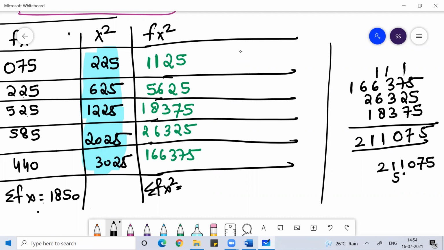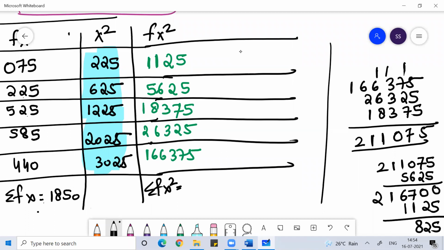Then 5625. Then 5625. 10, 10, 7, 6, 1, 2. Then 1125. And this is 2587, 21. This is 217825.